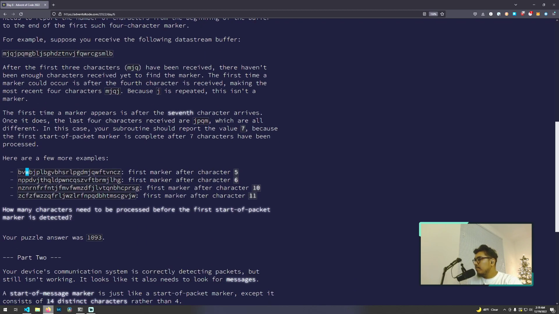So for example, this one, the first index at which there isn't a repeating character in a group of 4 characters is the 5th character. So this is one group, but the B repeats. This is another group, and they're all different characters. And that is at index 0, 1, 2, 3, 4, but it's the 5th character. So if you look at this example, it's saying the 10th.